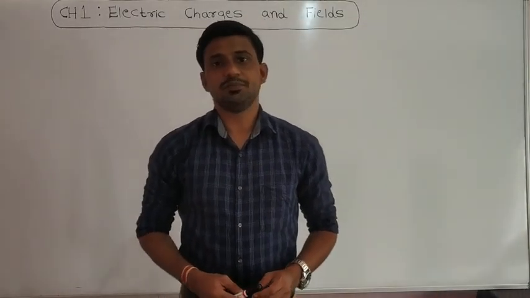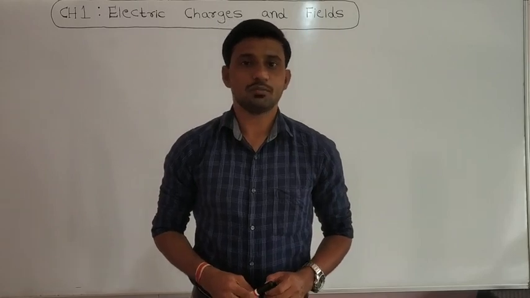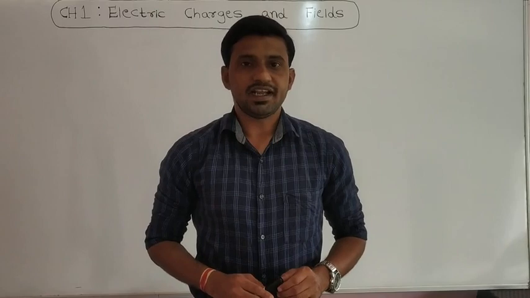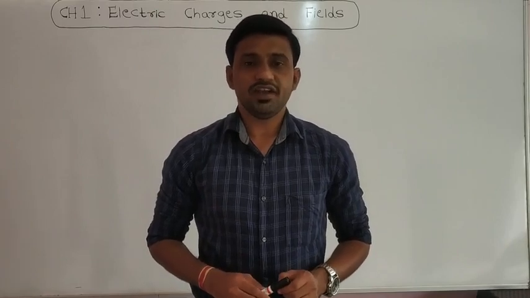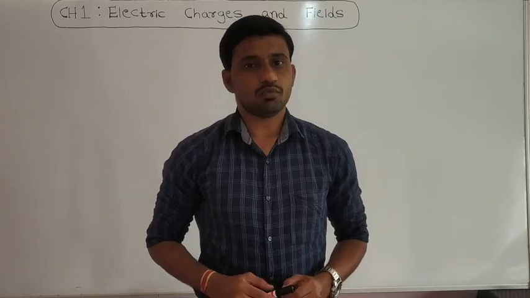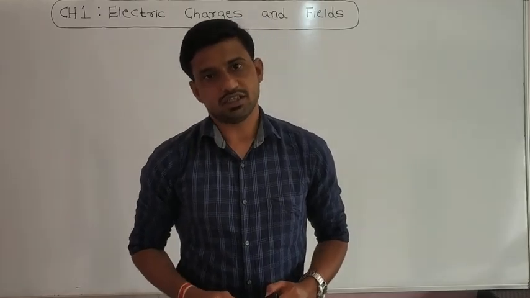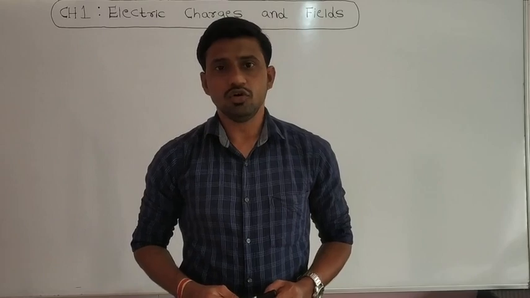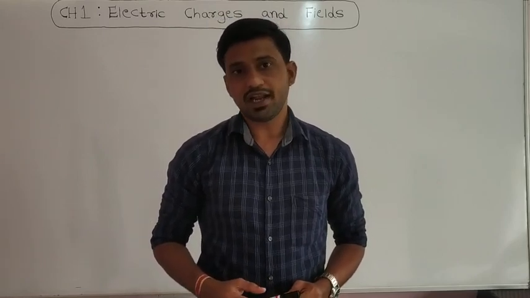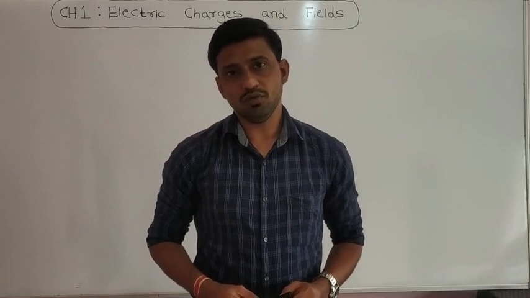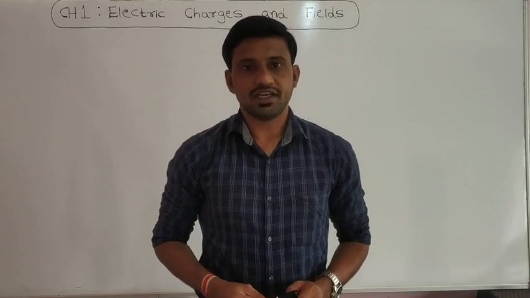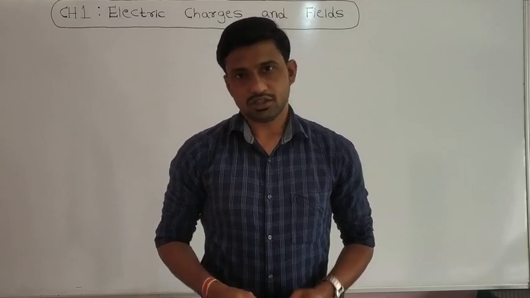Welcome dear students. In the previous video we discussed charging by induction and the gold leaf electroscope. From the charging by induction method we came to know how we can make an uncharged body a charged body without keeping a charged body in physical contact with the uncharged body. And we also got the idea about the gold leaf electroscope. By using the gold leaf electroscope, we can detect the presence of a charge on a body and also the polarity of that charge.